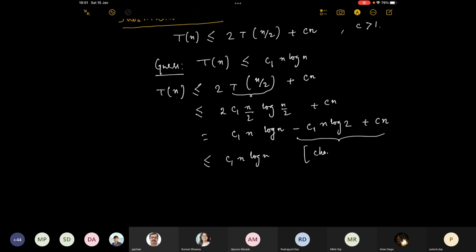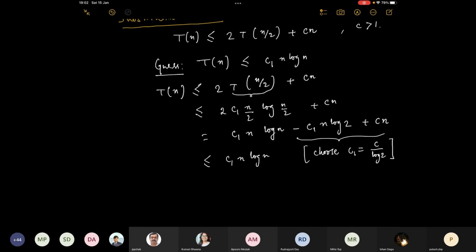That's why I have not put C1 beforehand. Now I can choose C1 conveniently. Let me choose C1 equal to C by log 2. Because C is a constant, C1 is also a constant. And if I choose C1 to be this, then my induction works.